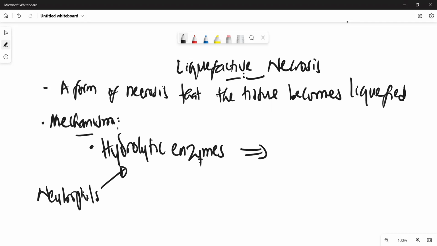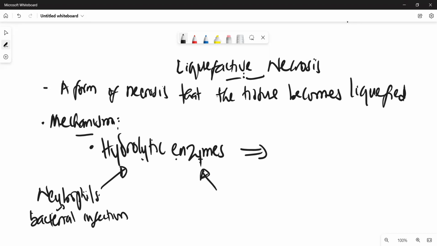So if somebody has neutrophils from a bacterial infection, this bacterial infection will attract neutrophils, right? Because the neutrophil is trying to get rid of those bacteria, and those neutrophils can release hydrolytic enzymes. As it's trying to deal with the bacteria, at the same time, it's also liquefying the tissue. So that could lead to liquefactive necrosis, right?